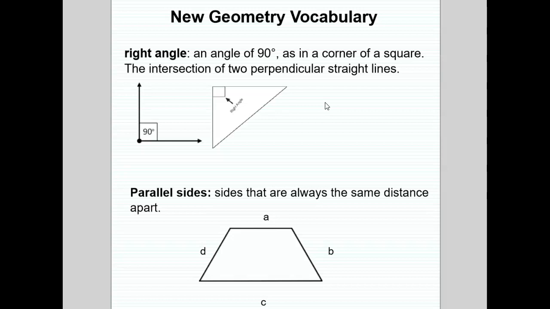So look at your packet and point to the very corners. All of those angles are right angles. Hold them up and check these angles to see that they're the same.